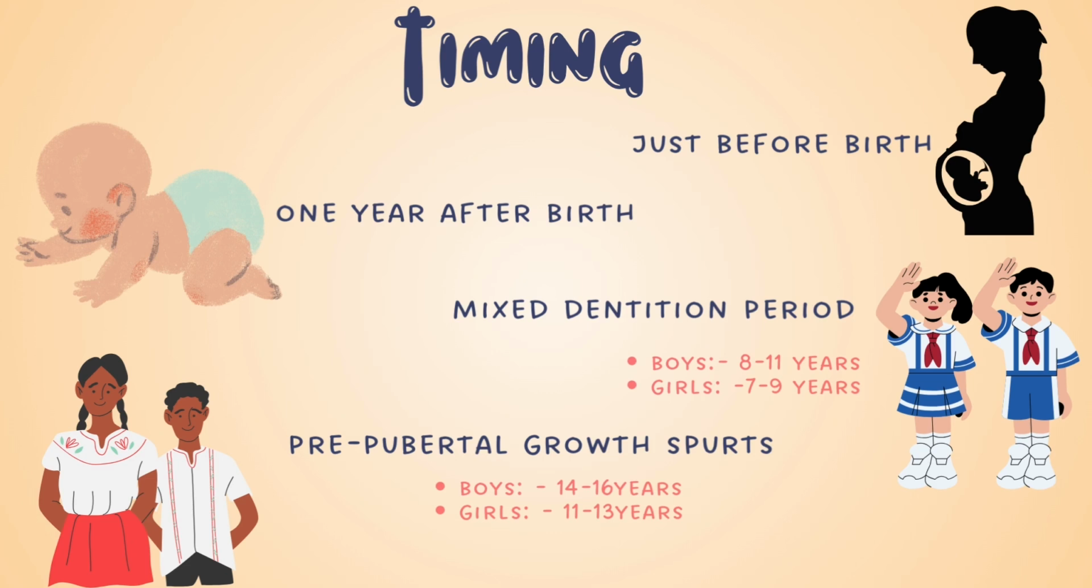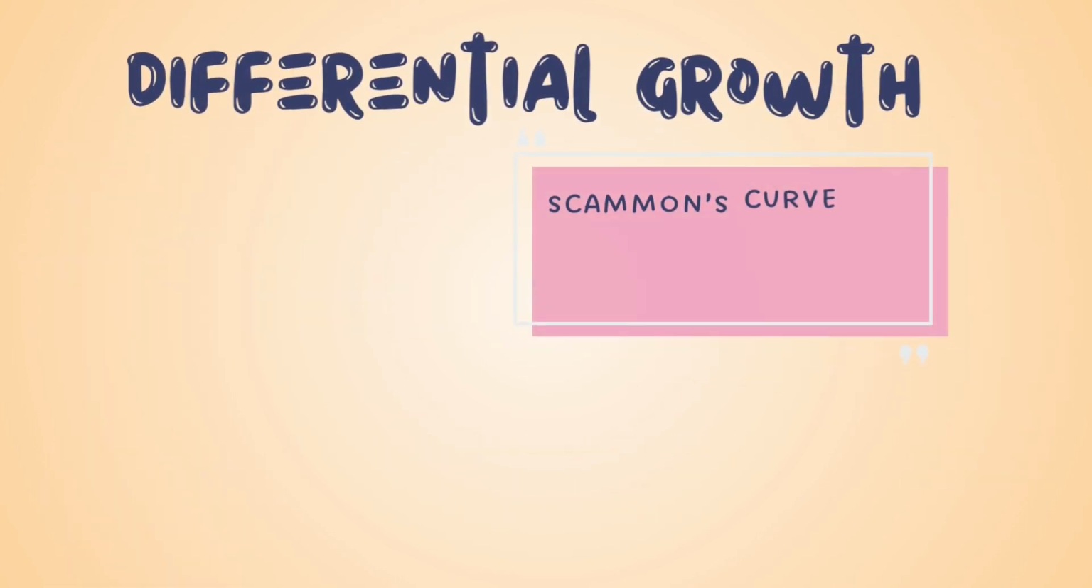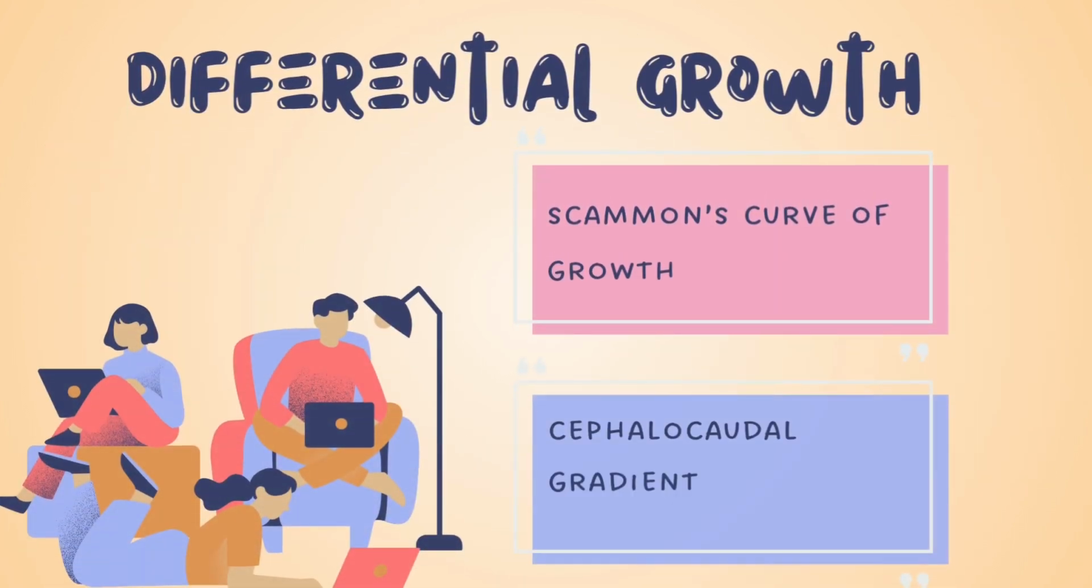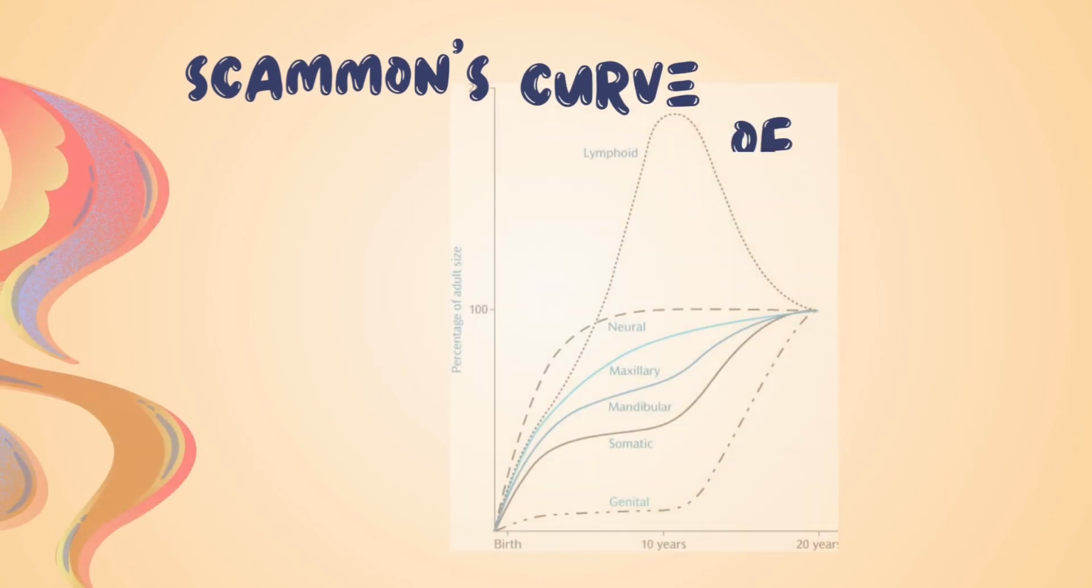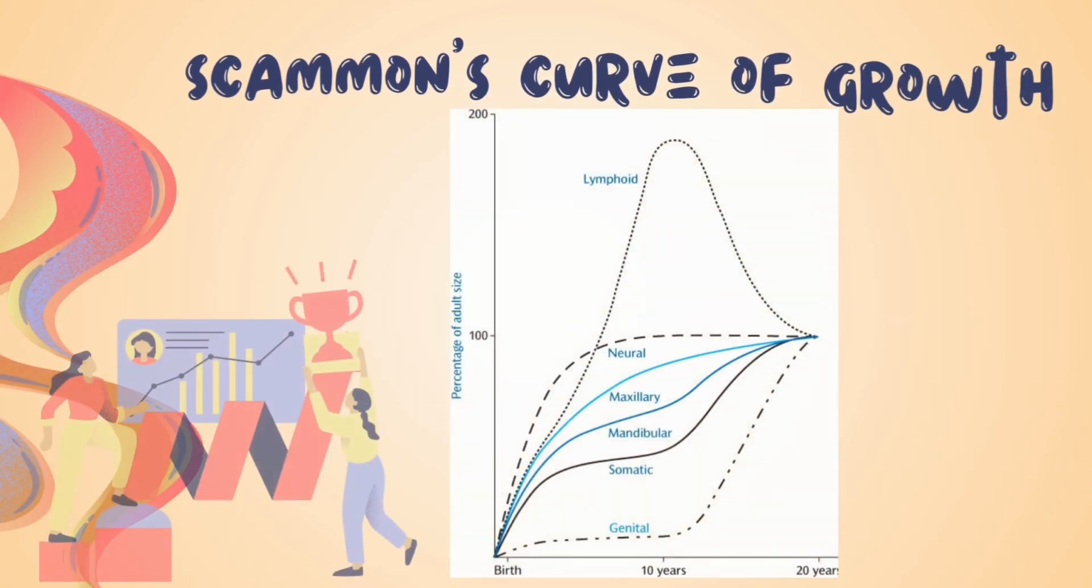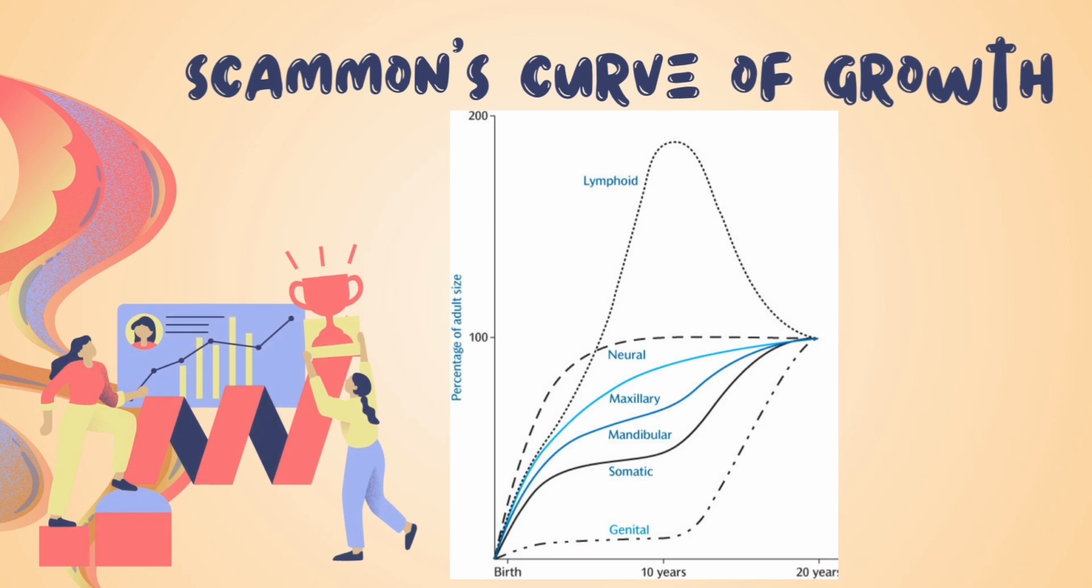Moving on to differential growth. Differential growth means not everything is a slow and steady process. Sometimes one part of the body will grow at a time and others can follow later. There are two curves. First is Scammon's curve of growth. Second is the cephalocaudal gradient of growth. Now, Scammon's curve of growth is broadly classified into 4 types: lymphoid, neural, general, and genital.